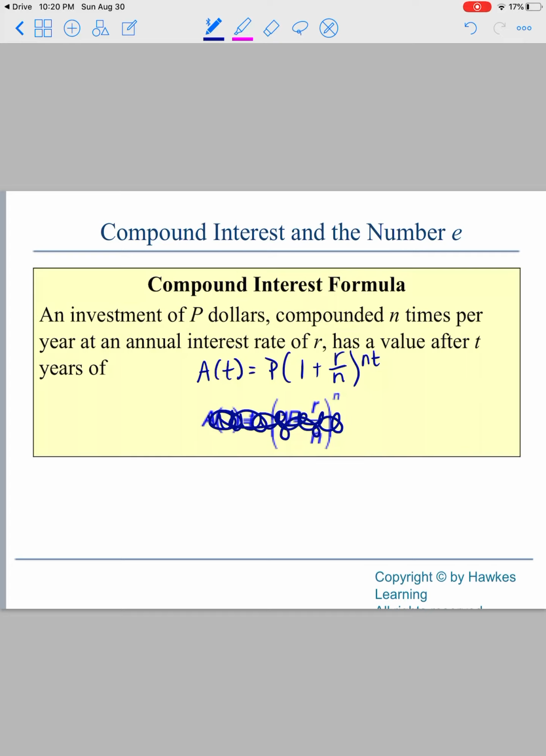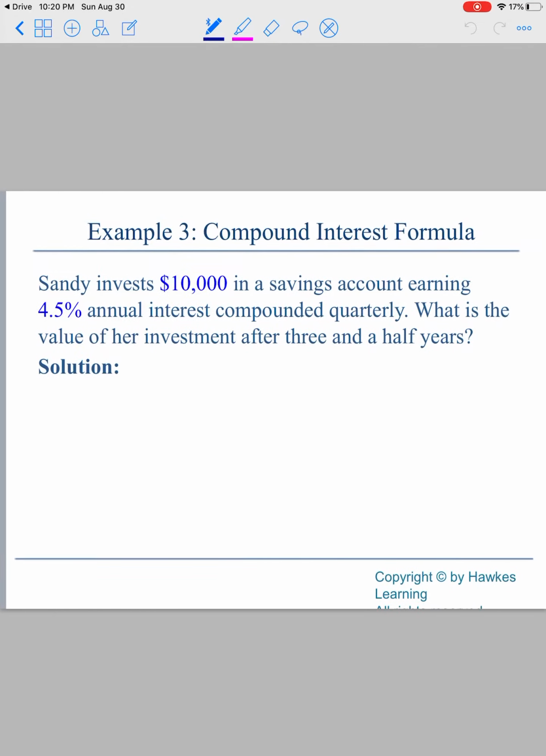So if it's compounded quarterly, then your n would be 4. Yearly, your n would be 1. If it's done monthly, then n would be 12 because there's 12 months in a year. You've got n here twice in this formula, down in the denominator, and then it is in the exponent. And then t just stands for time, your number of years.